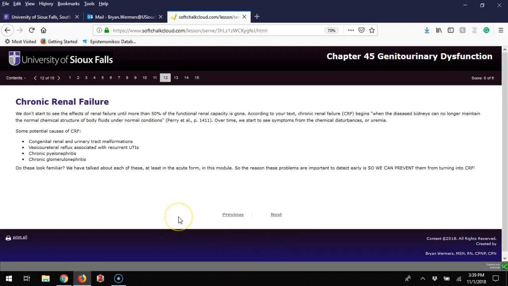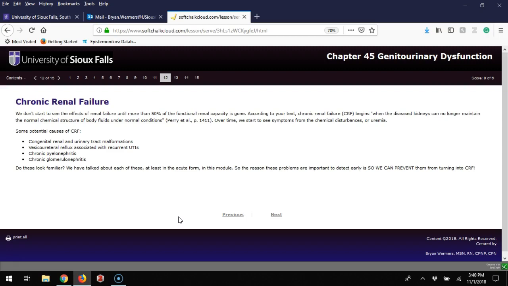So what are some of the causes? So we talked about acute renal, but if we can't get that corrected, then that can lead into chronic renal failure. And so some of the major things are just like what we see for the acute stuff. It's just we can't treat it. We weren't effective in treating it, and they progress and they have this for a longer period of time. So same things that cause would be congenital renal malformations, of course, or urinary tract malformations.